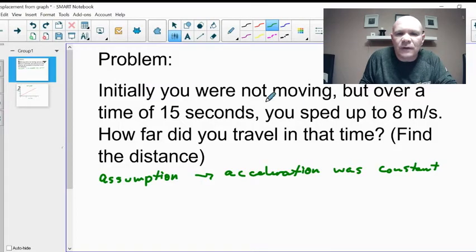So let's say initially that you were not moving, but over a time of 15 seconds, you sped up to a speed of 8 meters per second. And how far did you travel in that time? Or in other words, find the distance.